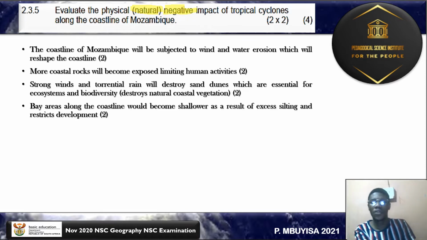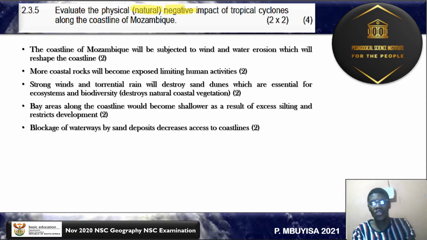And again, we say bay areas along the coastline will become shallower. They become shallow as a result of excess silting, which restricts development. So the areas become shallow, not suitable for settlement, and that may block waterways.